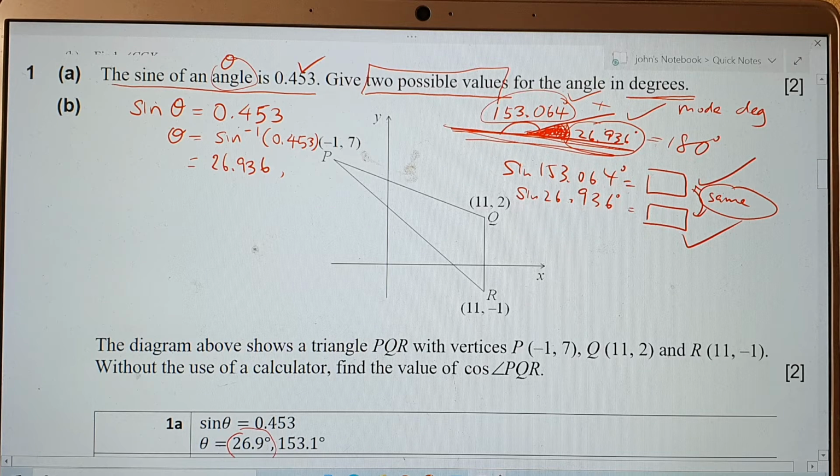So how do I do it? Very simple. You just press the calculator to get this first answer, which is an acute angle. Then you take 180 minus whatever answer you get here in 5 SF. Then that will be your other angle. Of course, for the final answer, you leave it to 1 dp, not 3 sf. This one is 1 dp. I hope this is clear.